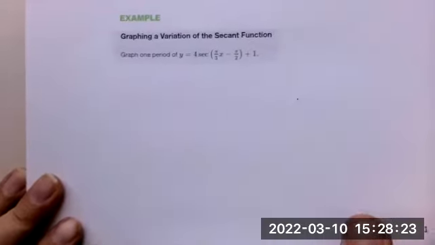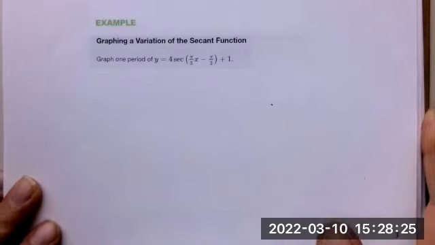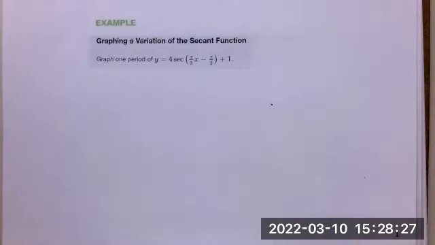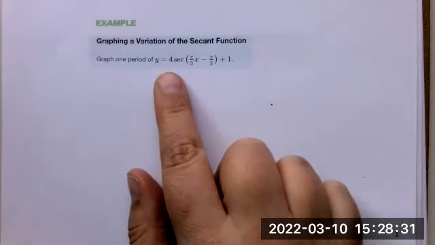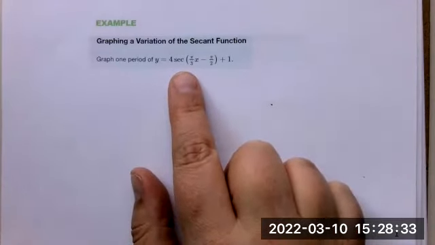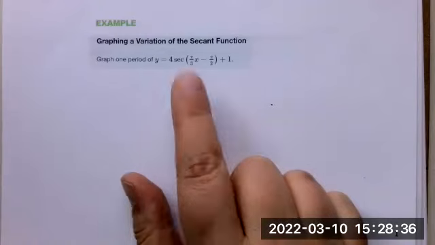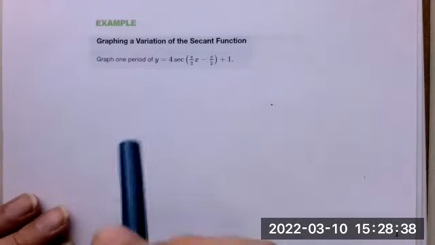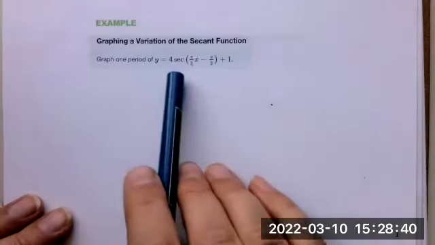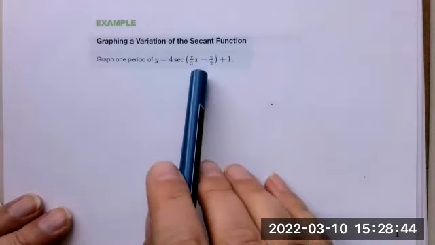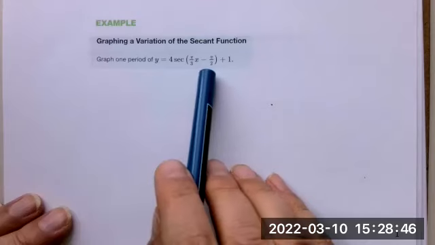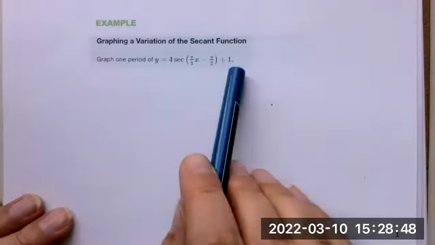Okay, in this video, let's take a look at how to graph a cosecant function, which is stretched or shifted. In this case, it's a secant function. It says graph one period of y equals 4 secant pi over 3x minus pi over 2 plus 1.